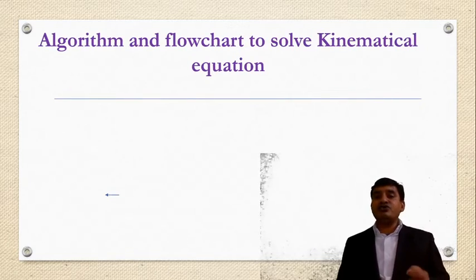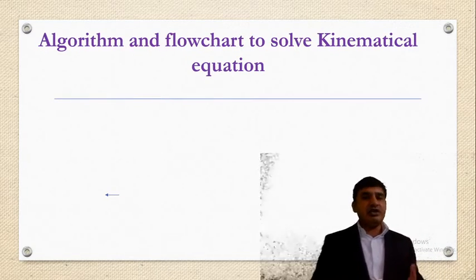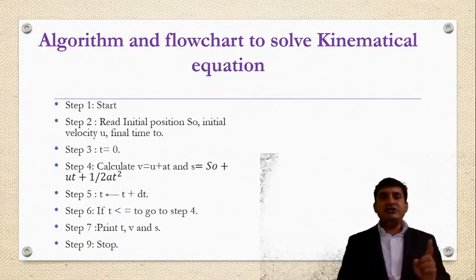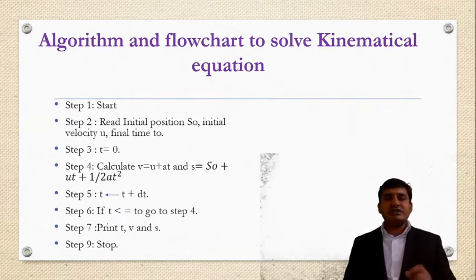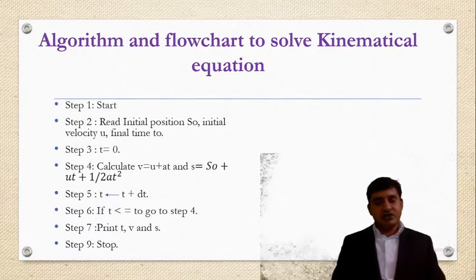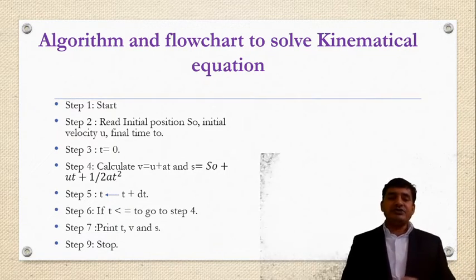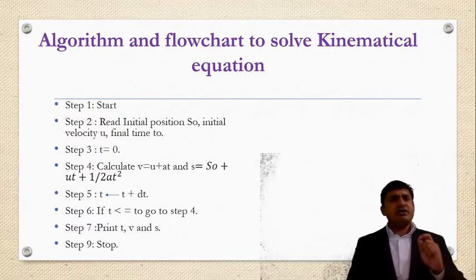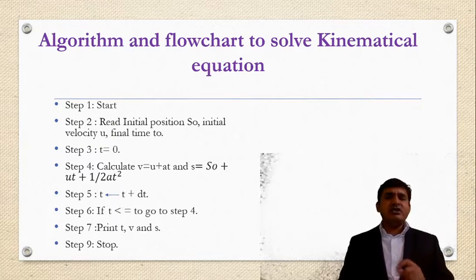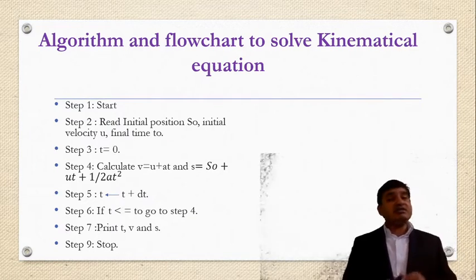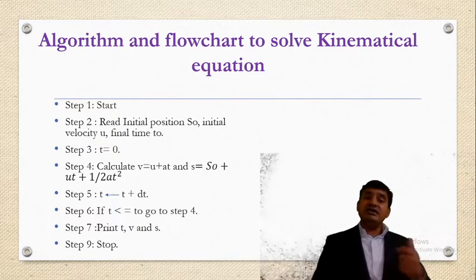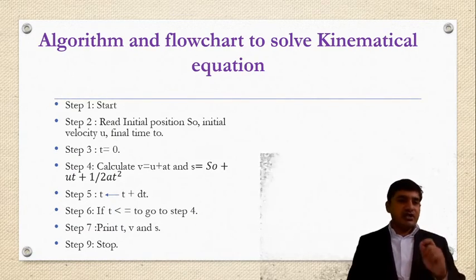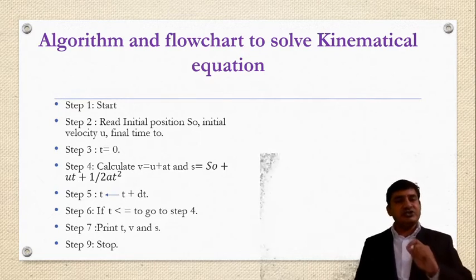Now, second example, algorithm and flowchart to solve the kinematical equations. We know that there are three kinematical equations. First is v is equal to u plus at. Second is s is equal to ut plus 1/2 at square. And third is v square is equal to u square plus 2as. In this, u is the initial velocity, v is the final velocity, a is the acceleration, s is the displacement, t is the time. Now, in the algorithm, our first step is start.